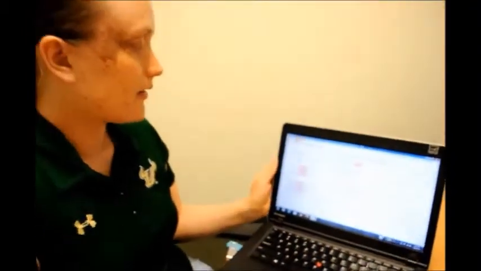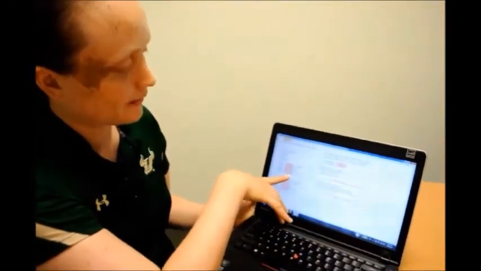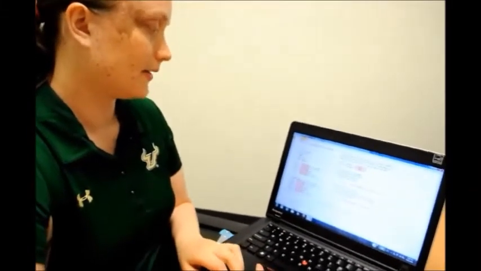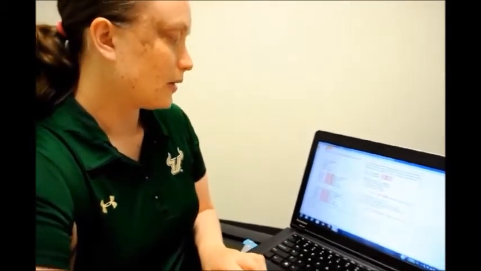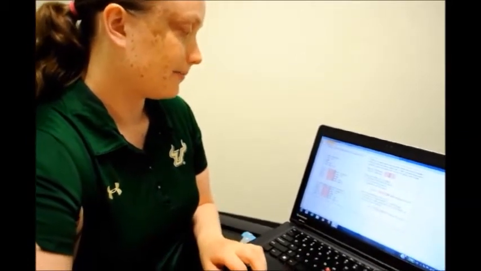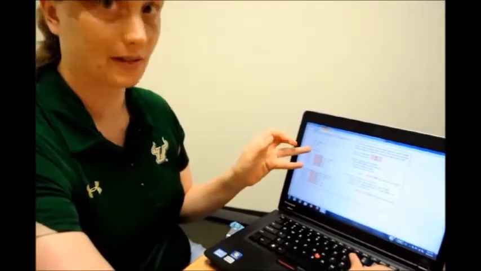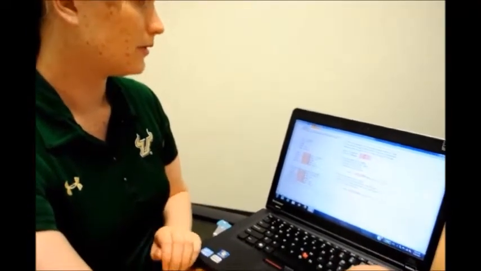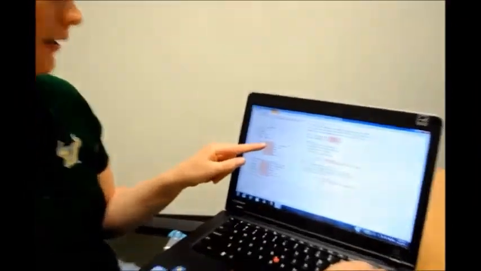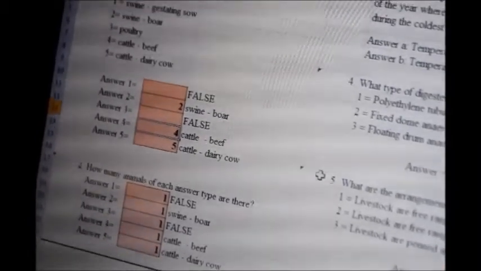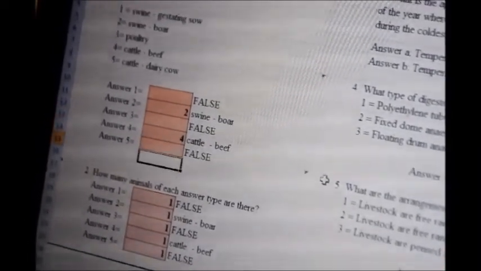So say right now it's 1, 2, 3, 4, 5. That's for all 5 types. Say I only have a swine boar and a cattle beef. Then I would leave the other ones blank. You don't want to put a 0, you just want to leave it blank. So we'll do blank in the first box, 2 in the second box, blank in the third box. We'll put a 4 in the fourth box, and then blank in the fifth box.